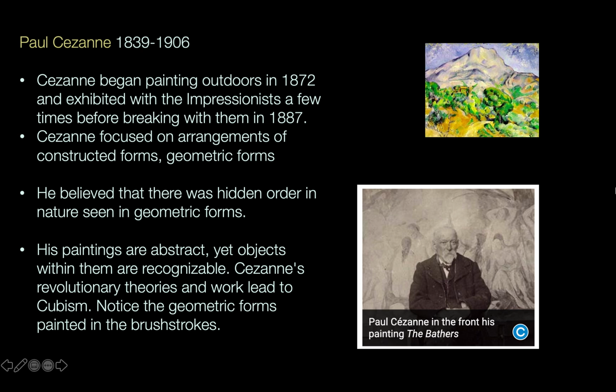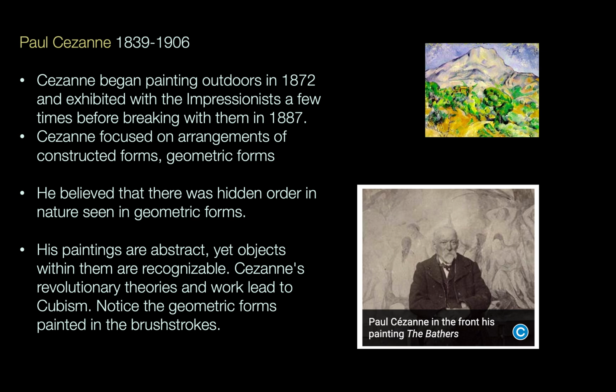Paul Cezanne. Cezanne was also an outdoor, or en plein air, painter from France. He worked with the Impressionists at the beginning of his career and then broke off to pursue his own style. Cezanne focused on arrangements of constructed forms, or geometric forms. So what does that mean?